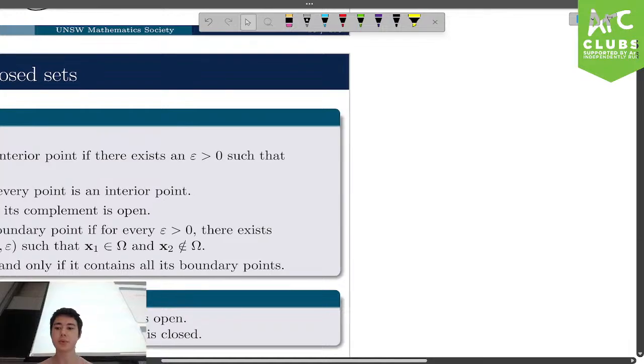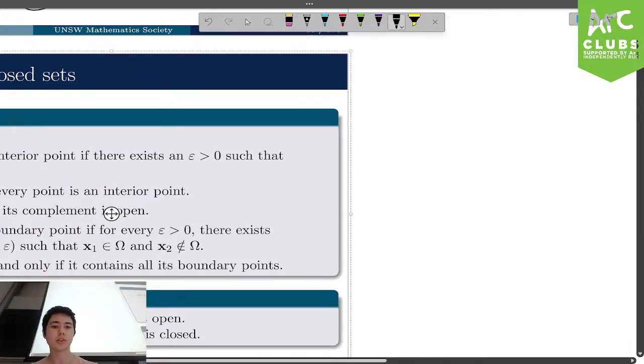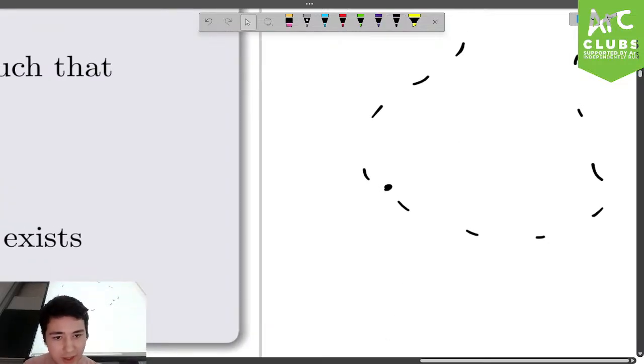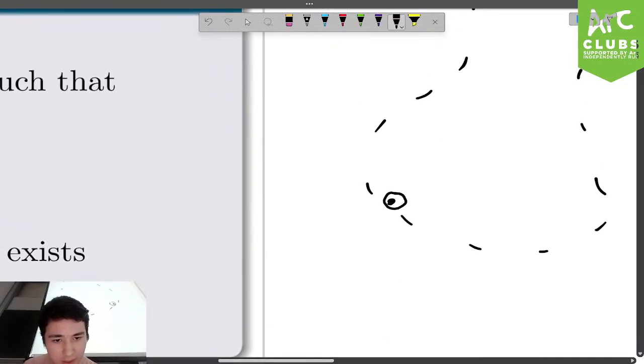Now, some ways that we can think about this is, okay, if I have a set, this little peanut thing, no matter what point I take inside here, let's say I take this point, there exists some ball which is a subset of the entire set. If I take something almost on the boundary, there is some tiny, tiny, tiny ball that exists.